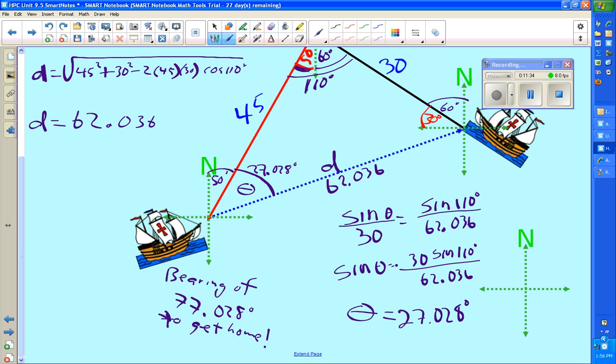Okay? Small pictures make it hard to do alternate interior angles. Bigger pictures will make your life easier.